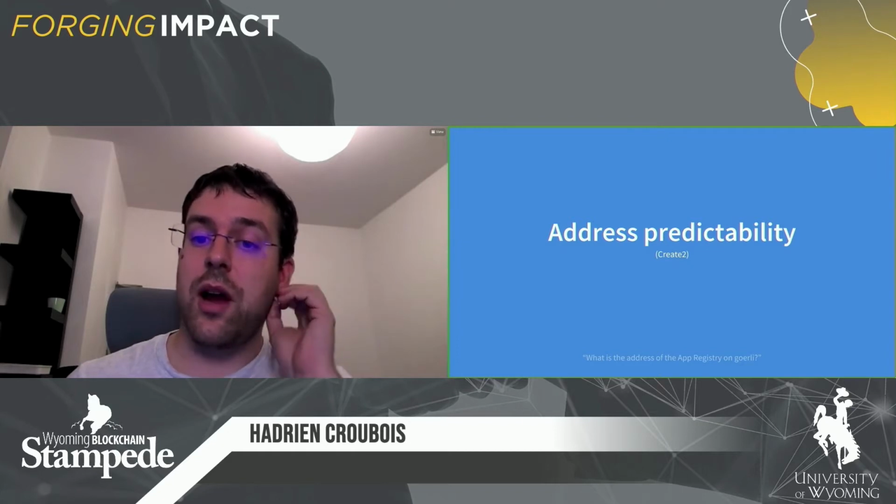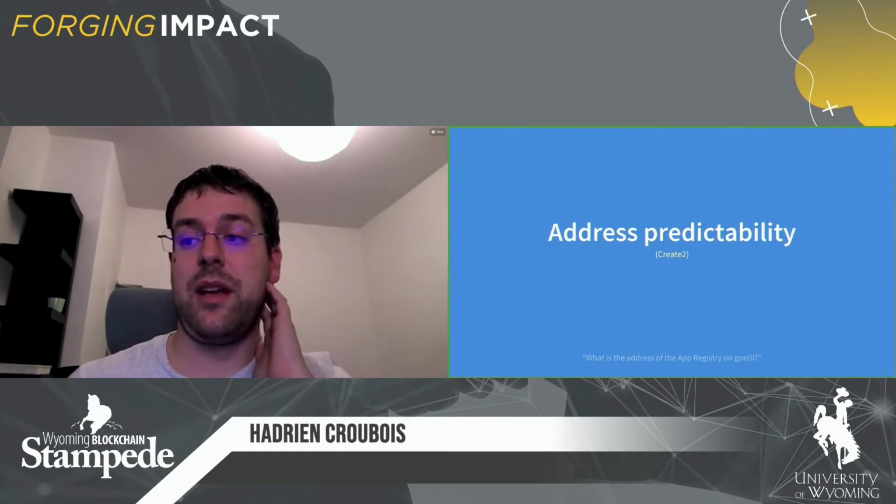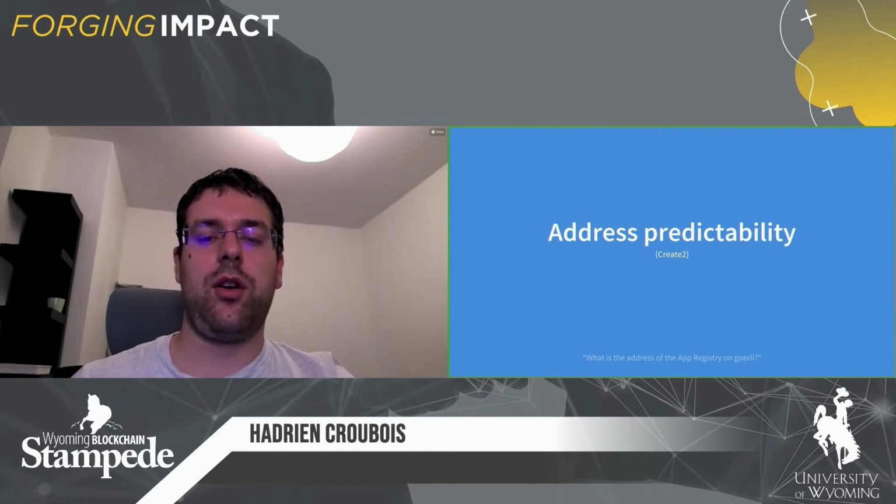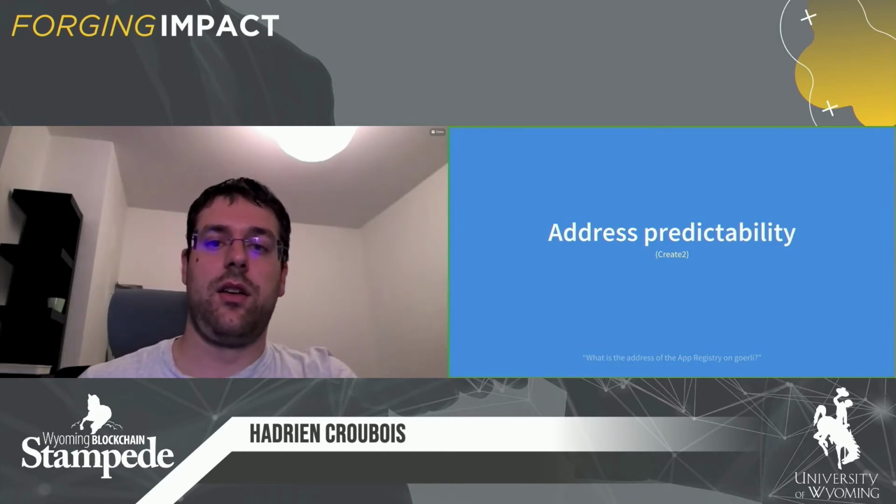So the first question we had to address was address predictability, that we addressed with Create 2. And basically the question we asked was, what is the address of our smart contract on such and such blockchain? And at iExec, we are present on many blockchains, mainnet obviously, and Goerli for testing purposes, but we also have our own sidechains that we use to have better scalability and lower gas prices. And the question is always, what's the address of this contract on this blockchain?